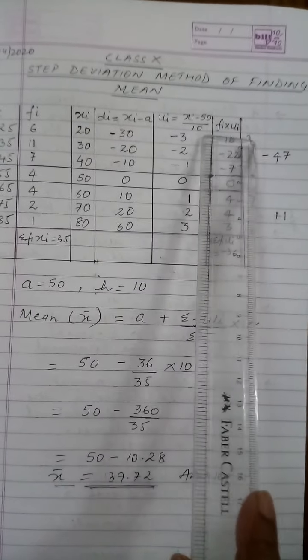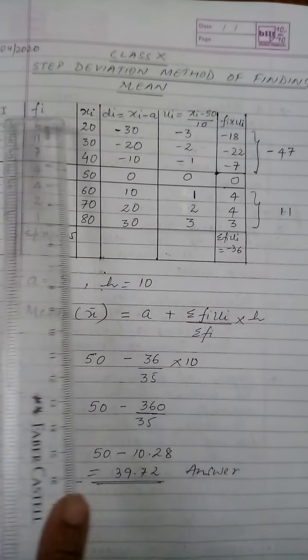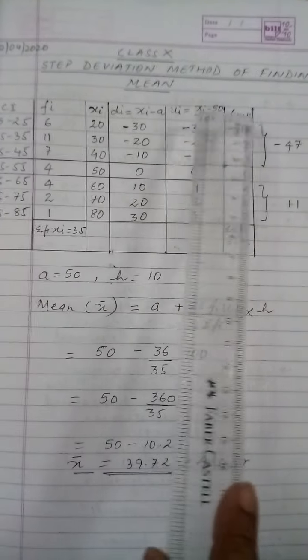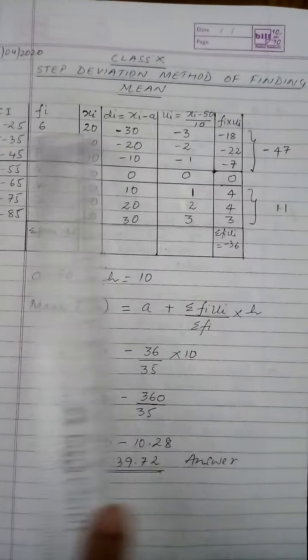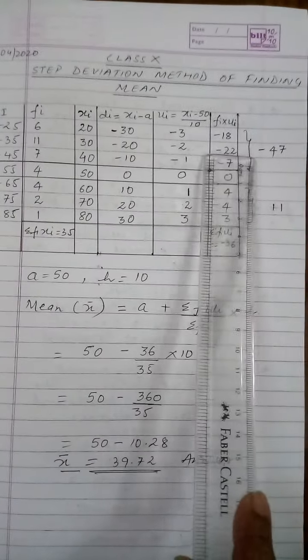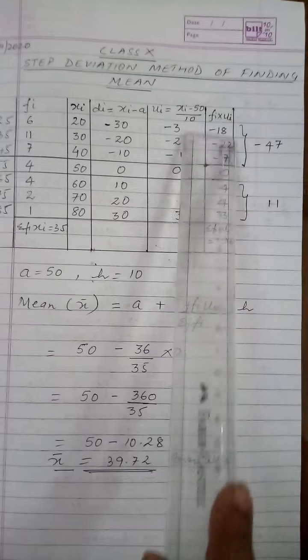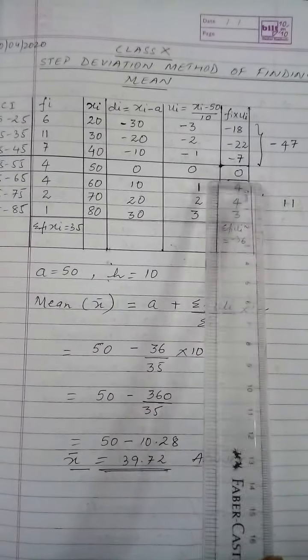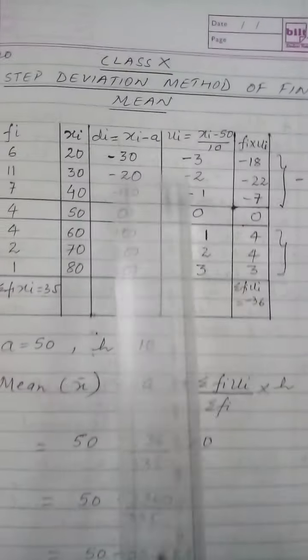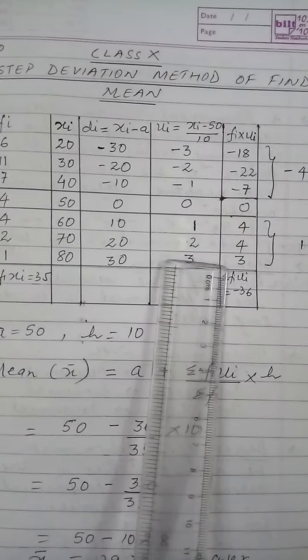Now the last column is Fi Ui. So I am going to multiply Fi by Ui, each of the Fi by the subsequent Ui. So 6 into minus 3 gives me minus 18. 11 into minus 2 gives me minus 22, and so on and so forth. I get all the values of Fi Ui. Now again over here, above 0 I have negative values. Below 0 I have all positive values.